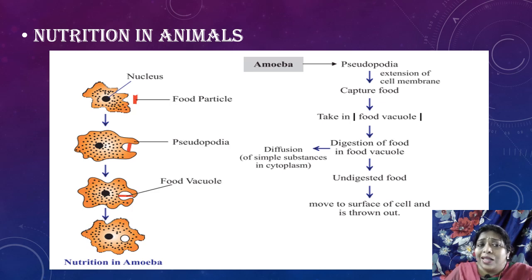Now what is the pseudopodia? You can see the tail-like structures all over the body of the amoeba, and of course the nucleus is in the center. The food is captured by the pseudopodia. Once the food is captured, a food vacuole is formed inside the body of the amoeba, and with the help of cytoplasm inside the body, the food is taken inside. The food is inside, and you can see the food vacuole also. After that the digestion takes place.